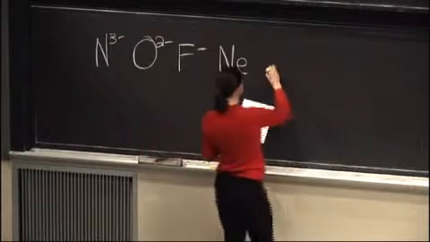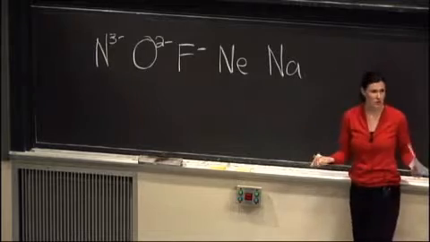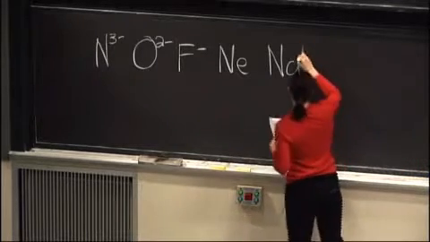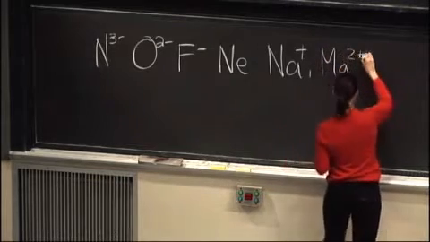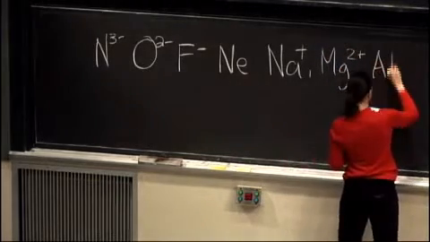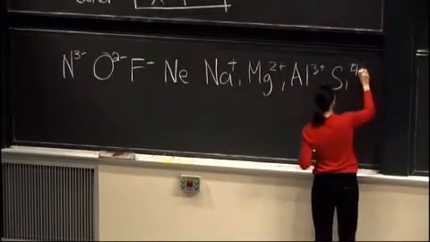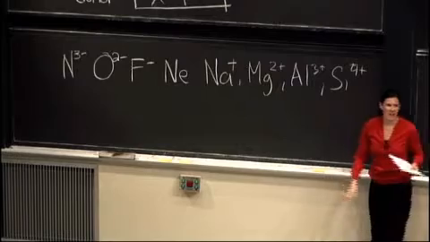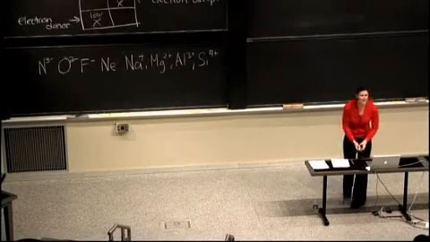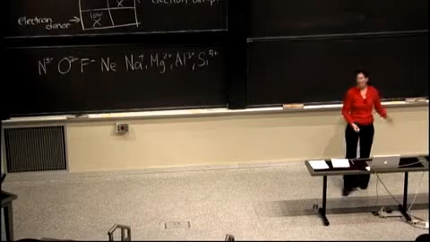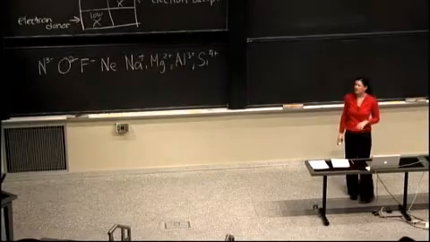We can go in the other direction, so let's go to sodium. But we would need to take away an electron to make it isoelectronic. So we would say sodium plus or magnesium 2+. We can just keep going: aluminum 3+, silicon 4+, and we can go on in either direction all the way across and down the periodic table. So that's the idea of isoelectronic ions. These are all isoelectronic. They all have the same electron configuration.